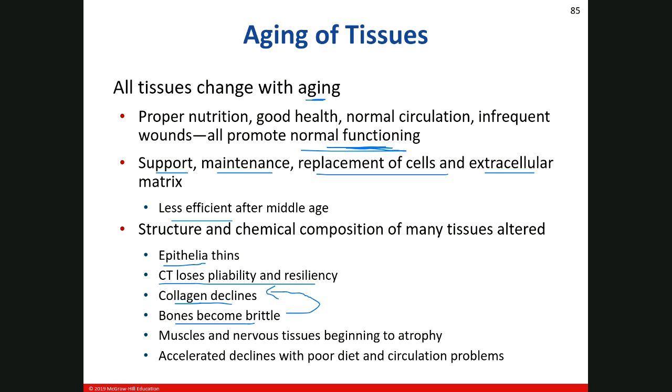Muscle and nervous tissue start to atrophy. Like I said, after your third decade, into the fourth decade of life, every decade after that, you lose about 10% of your muscle mass. Now, this can be slowed down by eating right. If you have a great diet and you're giving your body the ingredients that it needs, you can slow that down. And also keeping up circulation, because remember, your circulatory system is the transport system of your body. That's what delivers nutrients to all your cells, but it also picks up the waste. So if you've got a crappy circulatory system, your tissues will suffer for that.